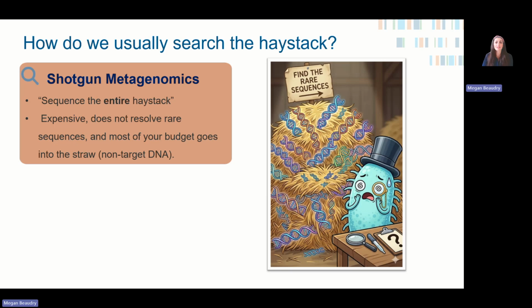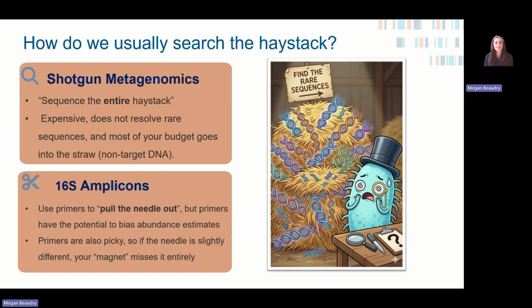Now, how do we usually search the haystack? Well, one approach is through shotgun metagenomics, where you sequence the entire haystack. However, it's expensive, it doesn't resolve rare sequences, and most of your budget goes into sequencing the straw, or non-target DNA.